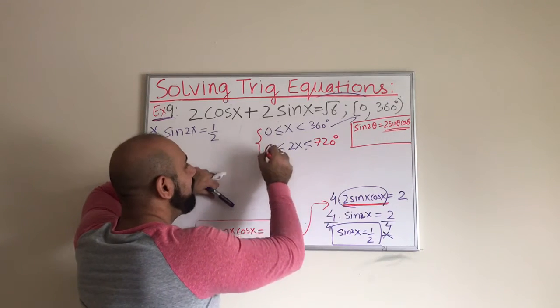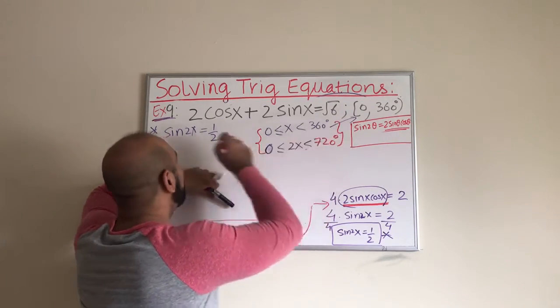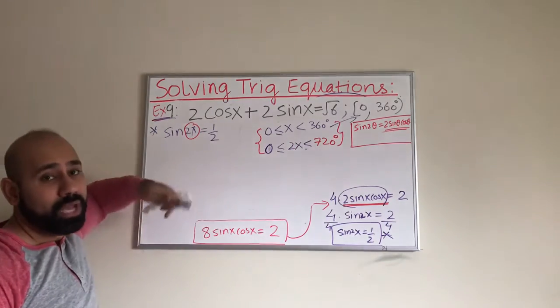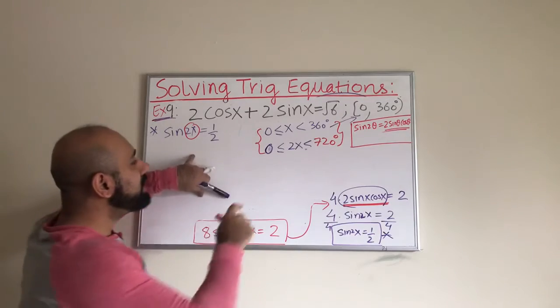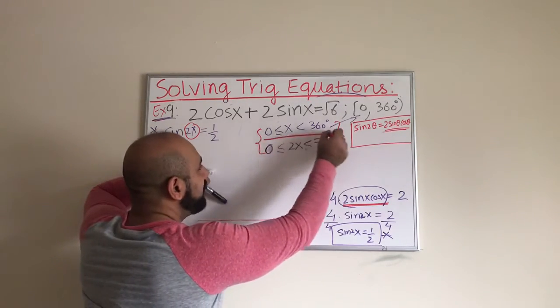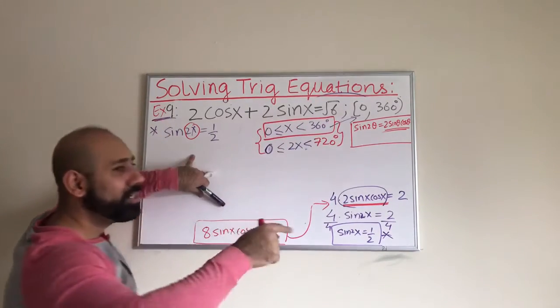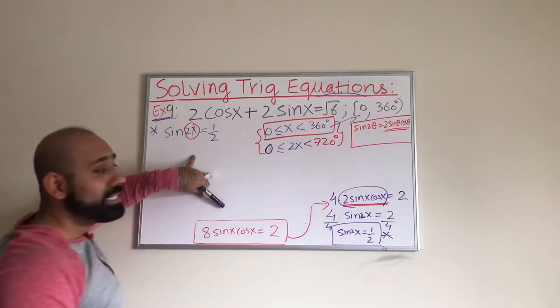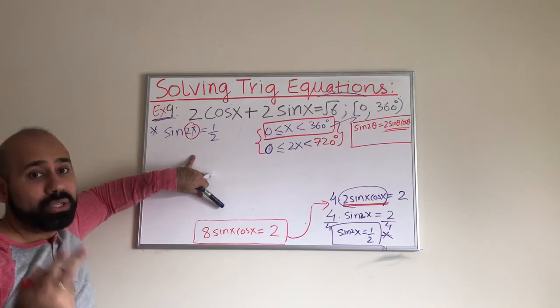So guys, keep this in mind. One has to do this step if one is first solving for 2x. We cannot directly solve this for x. We have to first solve for 2x. So what does that mean? Guys, first of all, this means that we only have to go around the unit circle once. But to write the values for 2x, we have to go around the unit circle twice.